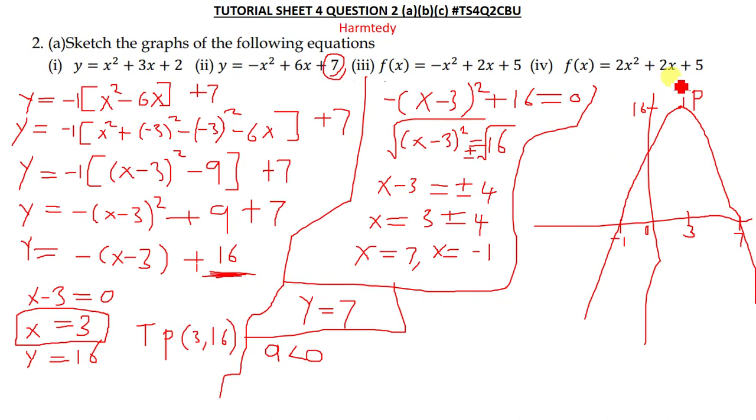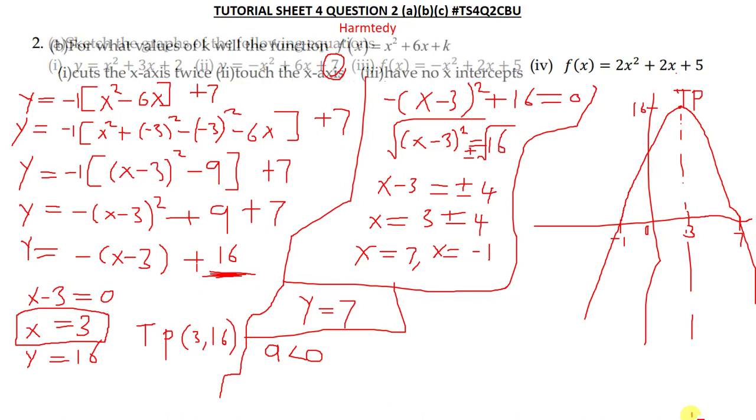Then the line of symmetry is just x being equal to 3. So you can even show it if you want, which is just a line dividing the curve into 2 equal parts. So these are basically the two methods that I use to sketch the graphs of quadratic equations. So let's quickly move on to part B of question 2.